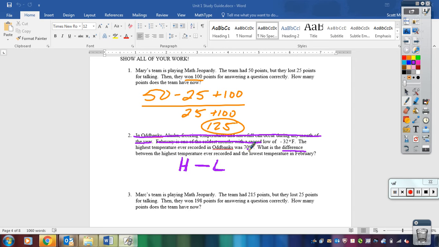All right, well, let's plug in. The high was 70 minus, what's the low? The low was a negative 32, so it's minus a negative. That's where some of you got this wrong. If you got 38, it's because you didn't do a negative negative, which is keep, change, change. 102 degrees Fahrenheit.